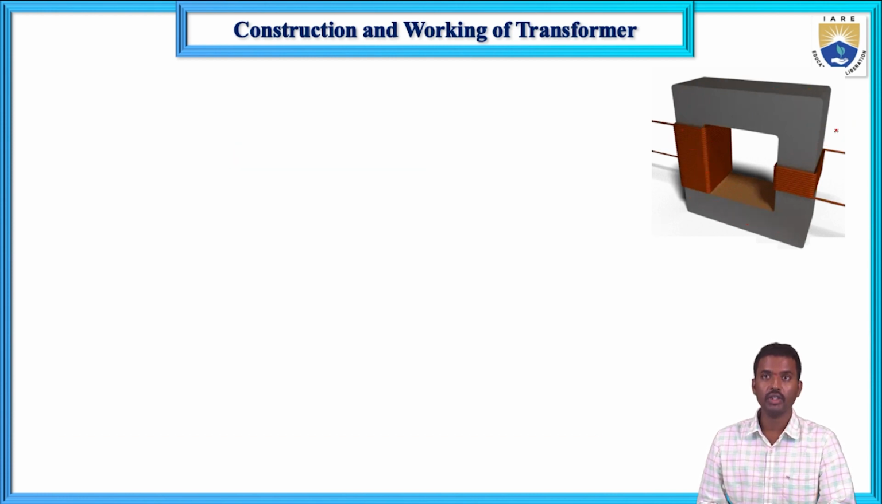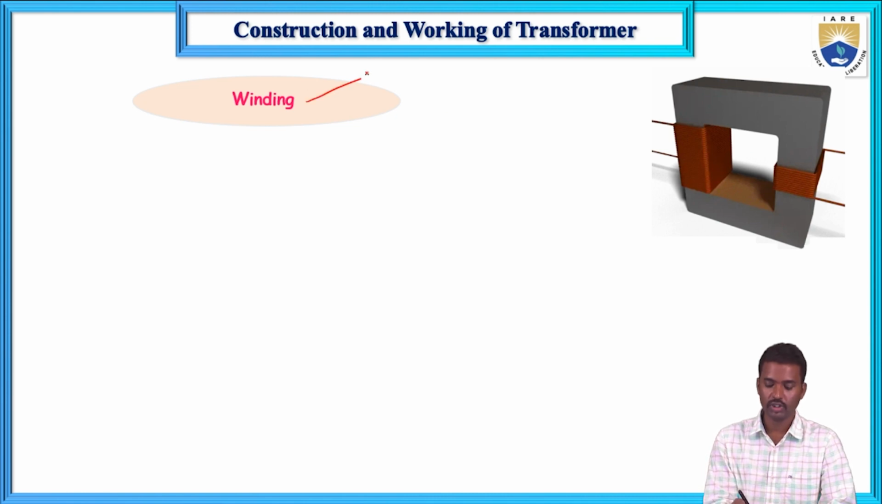Now here, windings. So there are two types of windings. First one is a primary winding and second one is a secondary winding.